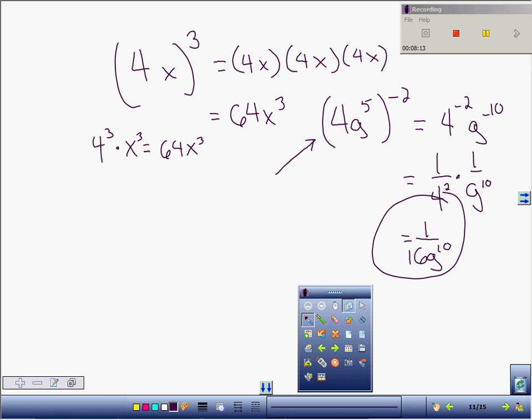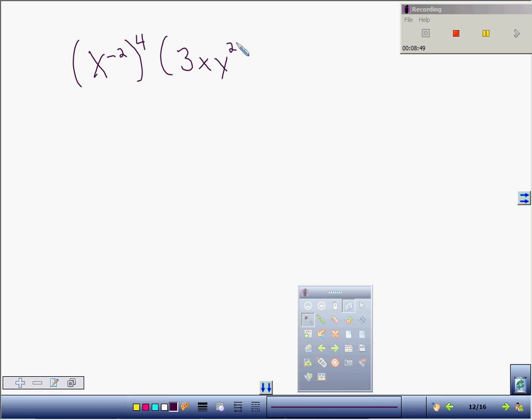It gets worse. You ready to get worse? Let's do one more, and then I'll make it worse. Here comes a really hard one. X to the negative 2 raised to the 4th times 3x y squared raised to the 4th. And I say simplify. Do you guys want to try this? Sure. Simplify. No negative exponents. I'll give you some time.